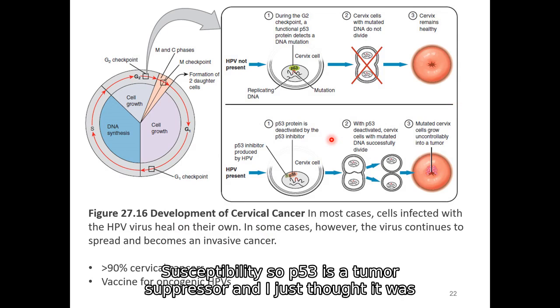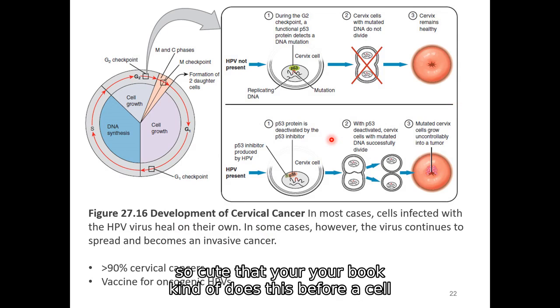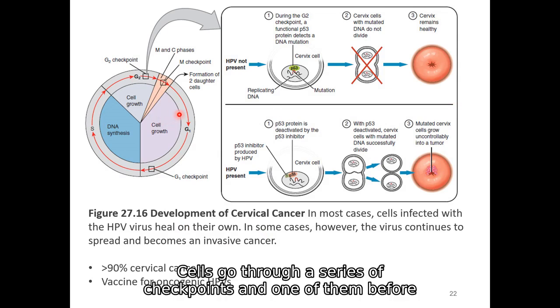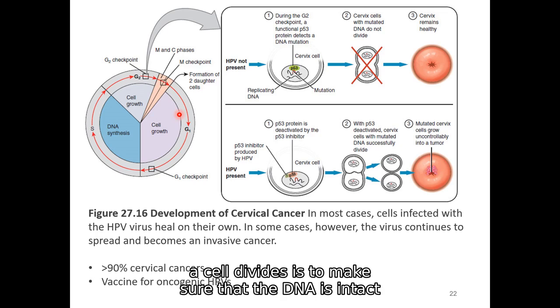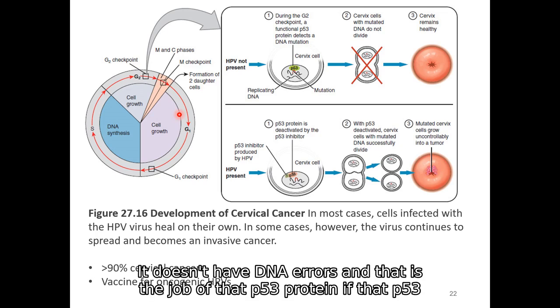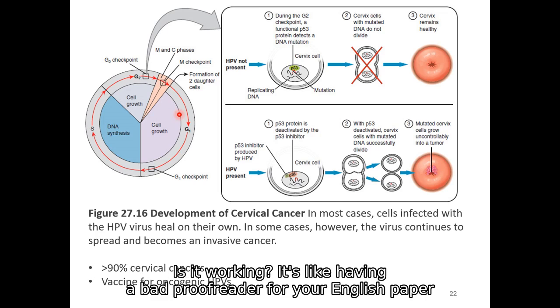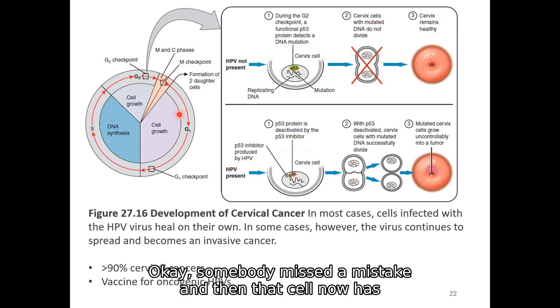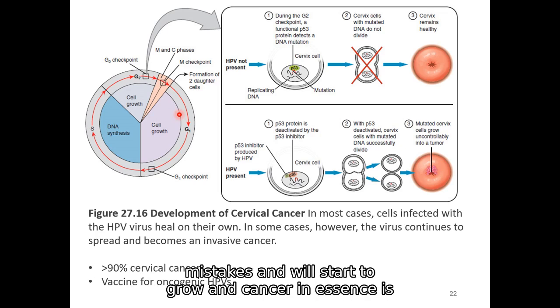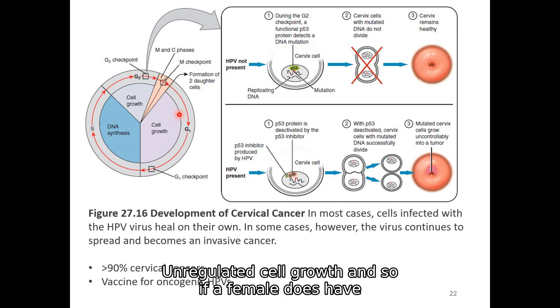So P53 is a tumor suppressor, and I just thought it was so cute that your book kind of does this. Before a cell divides, cells go through a series of checkpoints, and one of them is to make sure that the DNA is intact and doesn't have DNA errors. That is the job of the P53 protein. If P53 isn't working, it's like having a bad proofreader for your English paper. Somebody missed a mistake, and then that cell now has mistakes and will start to grow. And cancer, in essence, is unregulated cell growth.